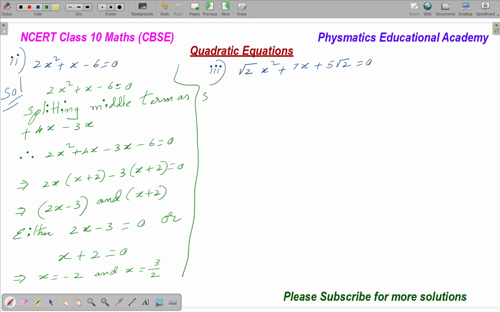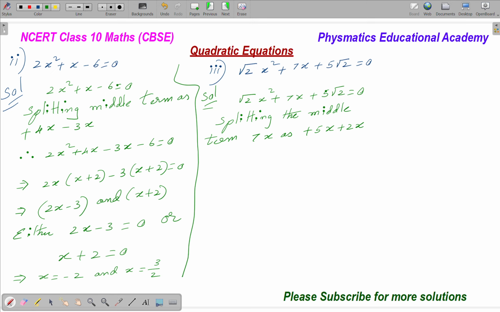Now according to the given question, root 2 x square plus 7x plus 5 root 2 is equal to 0. Splitting the middle term 7x as 5x plus 2x, that implies root 2 x square plus 5x plus 2x plus 5 root 2 is equal to 0.